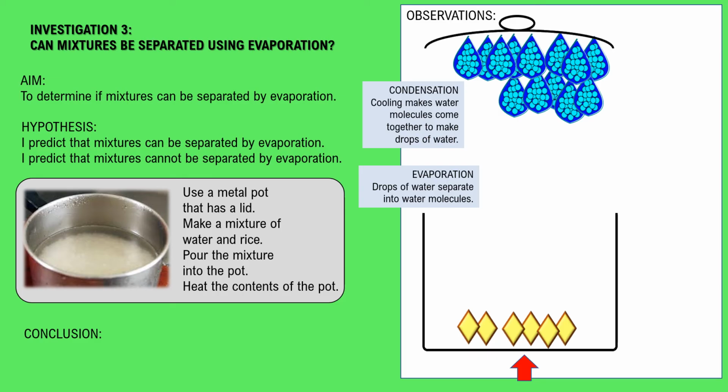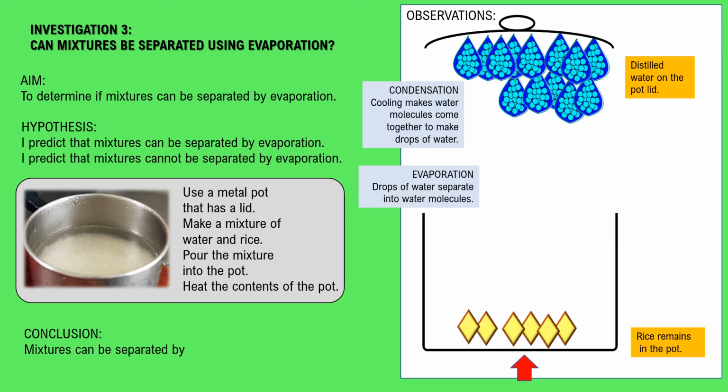The rice cannot evaporate. So, the rice remains in the pot. The drops of water that have condensed on the lid of the pot are called distilled water. Distilled water is the purest type of water that can exist. In conclusion, we can decide that the water and rice were separated. Therefore, the scientific rule we can make about this investigation is that mixtures may be separated by evaporation.